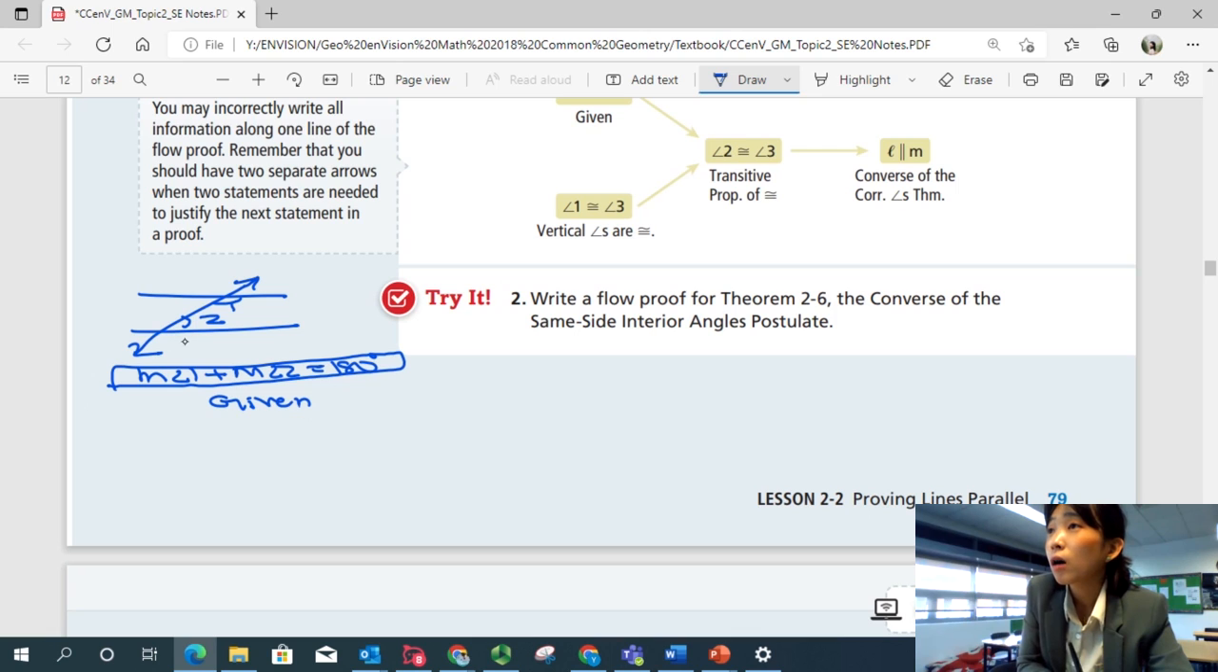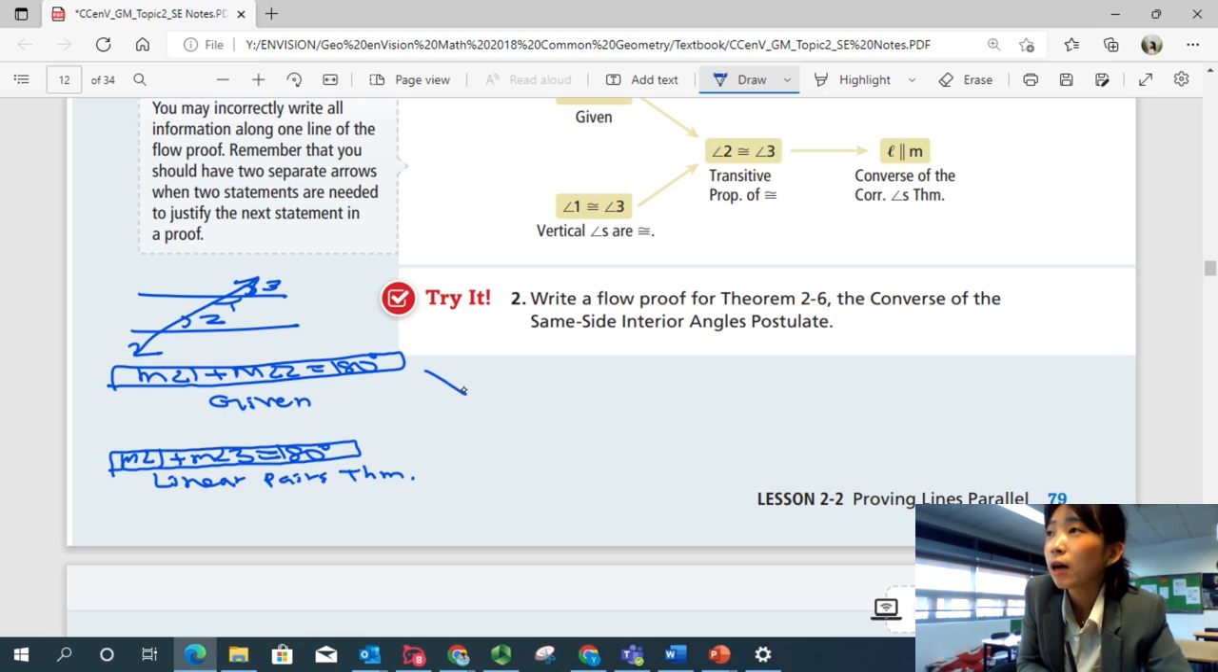So what else can you add? Let's add another angle 3. So let's say this is an angle 3. Okay? What if we use 1 and 3 together? Measure of angle 1 and measure of angle 3 would add up to 180 degrees as well because they are a linear pair. So that is a statement we could also use. Why is this possible? By linear pairs theorem.